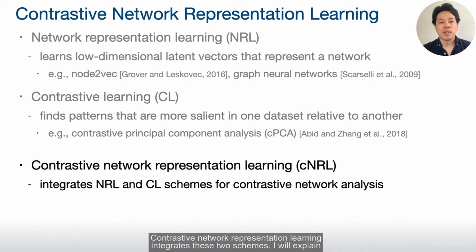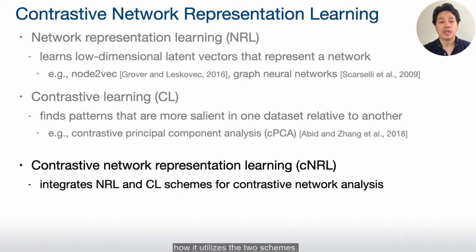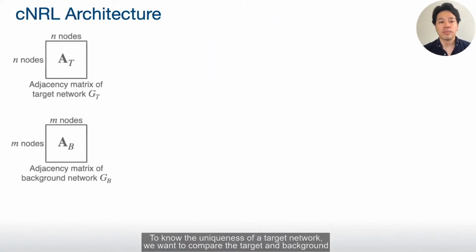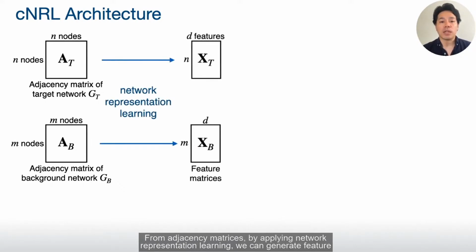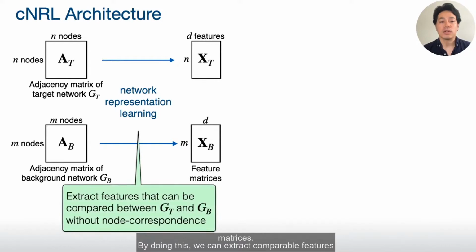Contrastive network representation learning integrates these two schemes. I will explain how it utilizes the two schemes. To know the uniqueness of a target network, we want to compare the target and background networks, both of which can be represented as adjacency matrices. From adjacency matrices, by applying network representation learning, we can generate feature matrices. By doing this, we can extract comparable features between two different networks without knowing their node correspondence.